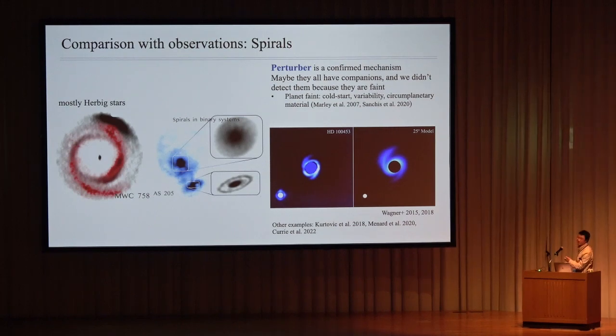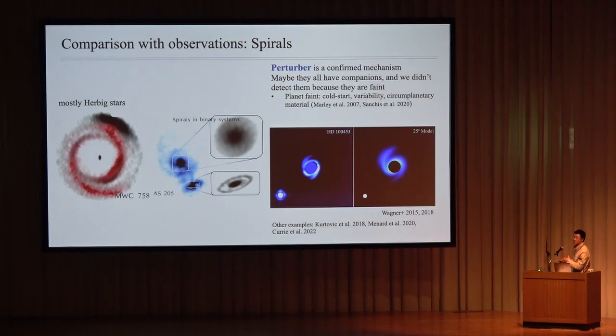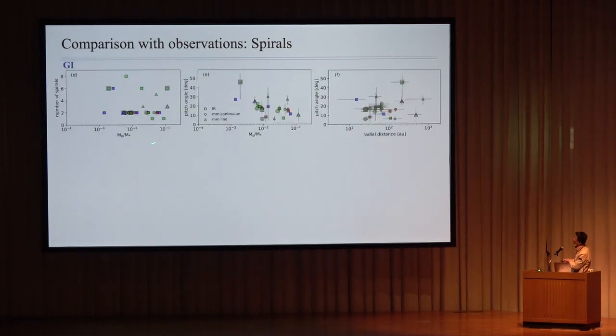But we didn't detect them because they are very faint. Maybe they are produced by a planet, but the planet may be faint since it could have a cold start, or the planet could have variability, or you could have circumplanetary material to block the light. So this is one possibility. Another one of the favorite possibilities is gravitational instability.